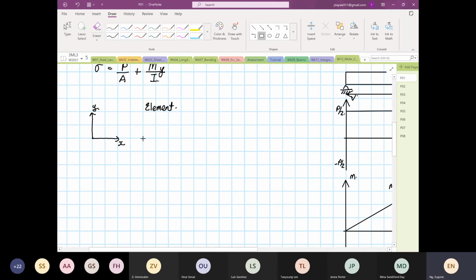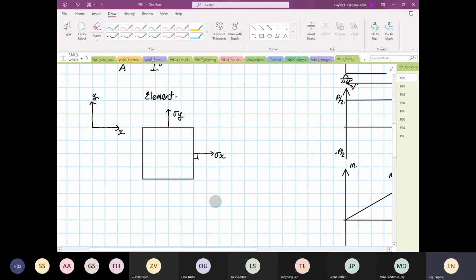So from here, this is our element. Normal stresses are stresses acting perpendicular to our surface. For this case, this is stress X, so it's perpendicular. And for this case, this is known as stress Y.